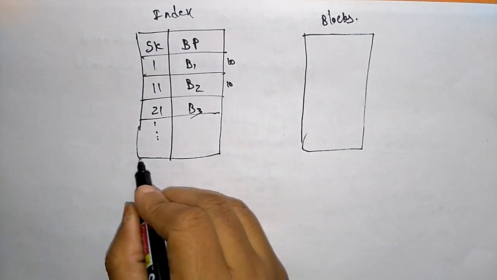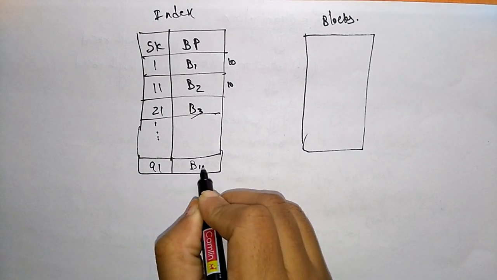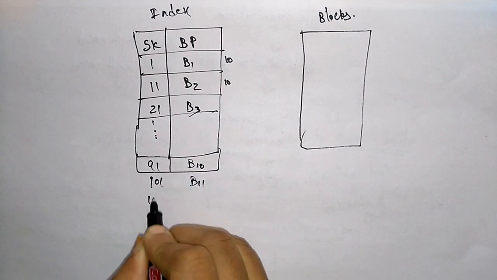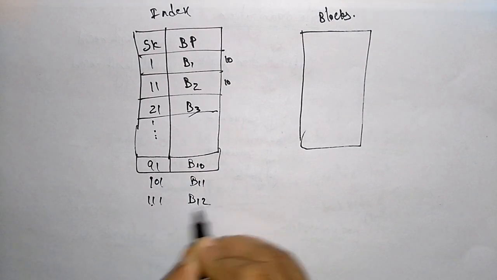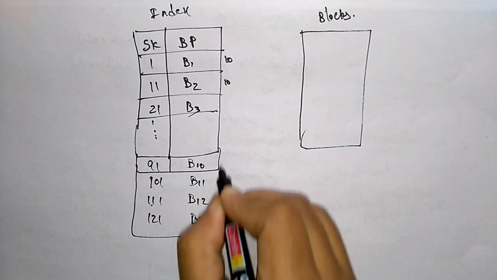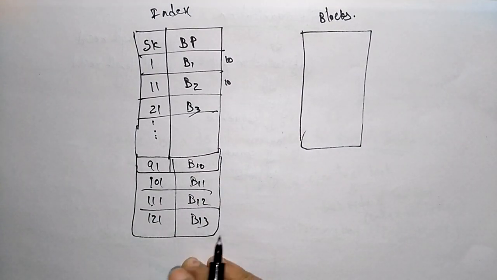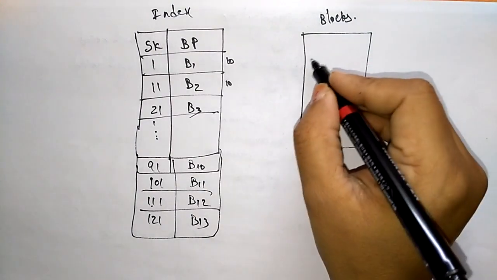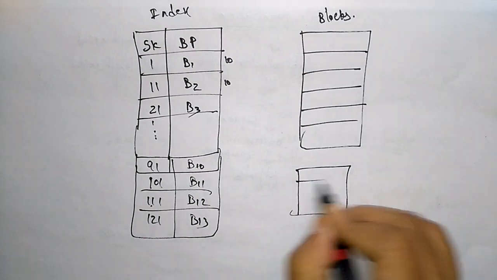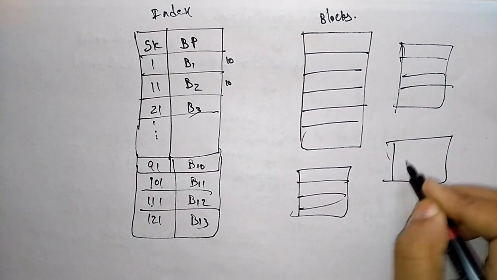Like that, up to, suppose, 91 is for B10, 101 is B11, 111 is B12, 121 is B13. So like that the index consists of the search key and the block pointers. Suppose here you have different blocks. This is one block pointer, this is another block pointer, and this is another. Like that different blocks will be there.